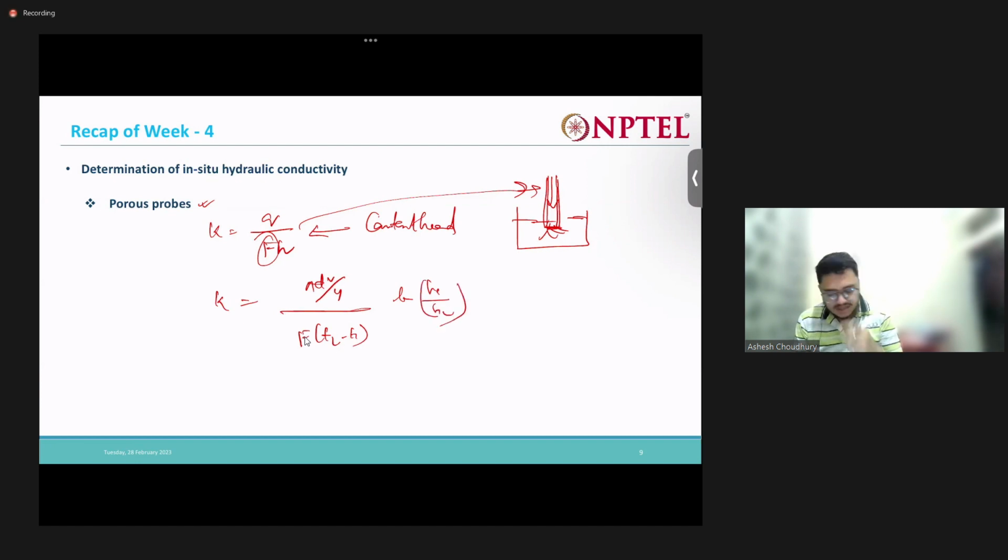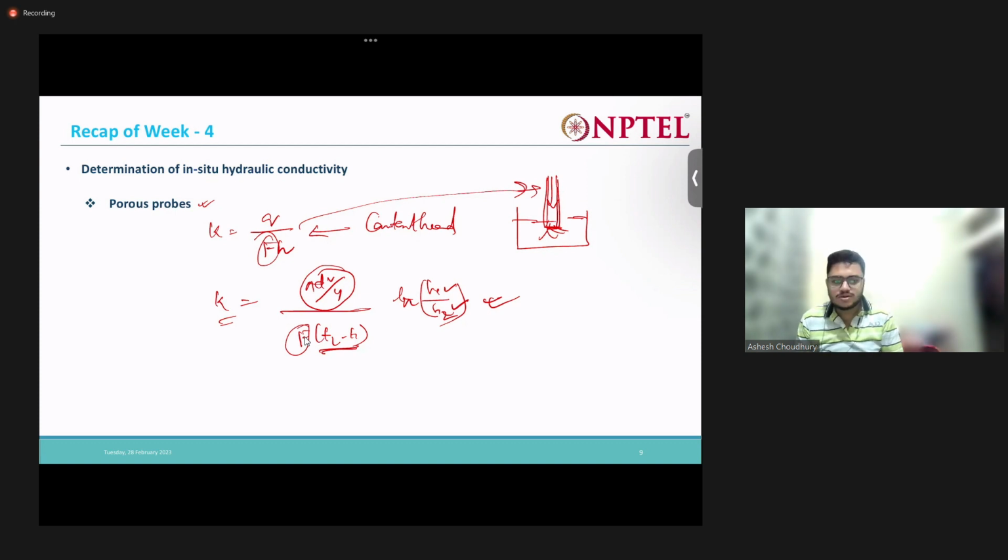So this is the same as whatever we learned for the falling head test before in the lab test. So here we have the area of the tube. Then we have a constant F. Then from T1 to T2 we are observing the head drop from H1 to H2. Using this relation we can find out the hydraulic conductivity.